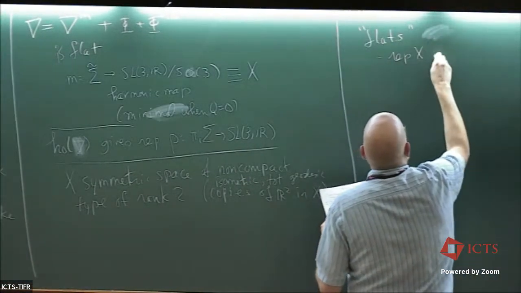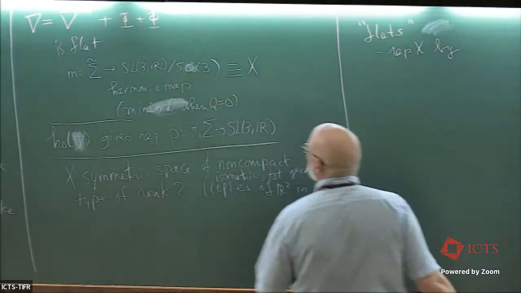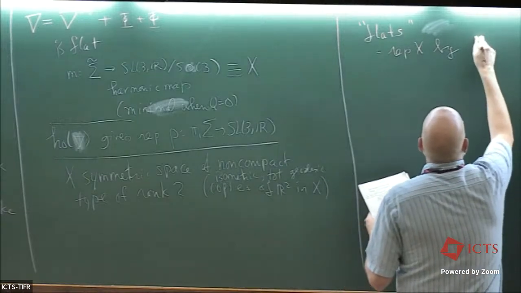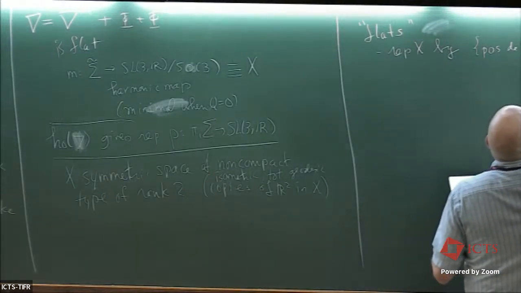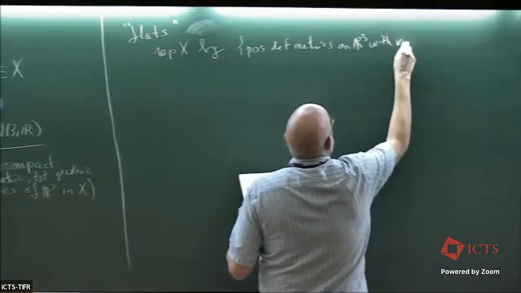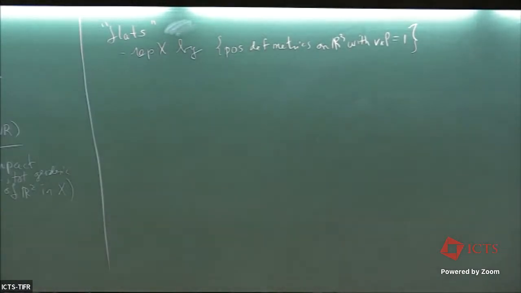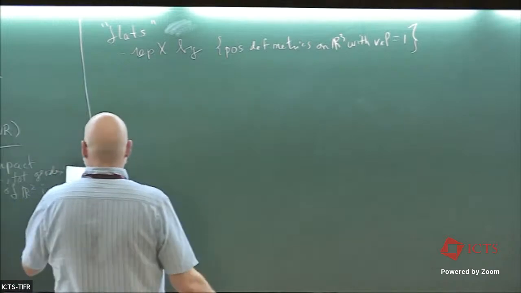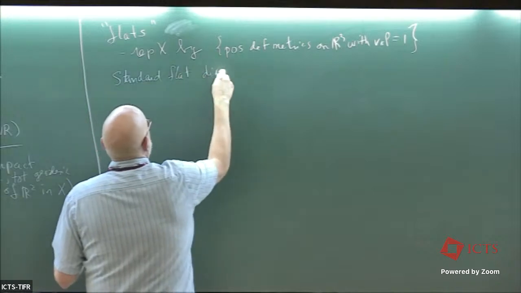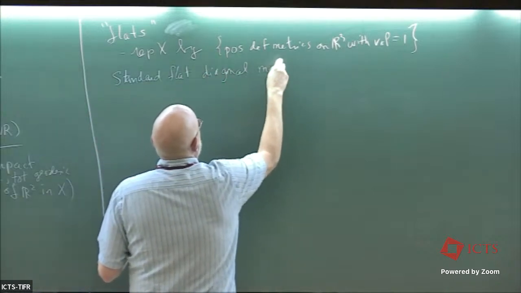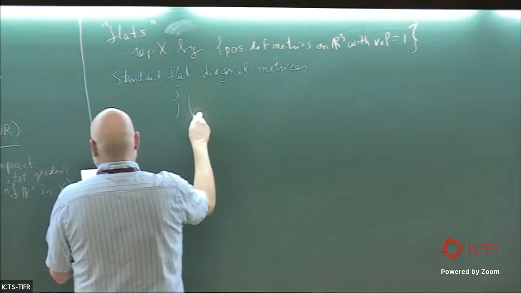So I should say, represent X again as a space of metrics. So not necessarily as this quotient, but it's useful to think of it as a space of metrics. These are going to be positive definite metrics on R^3 with volume 1, so determinant 1. That's the S condition. Otherwise you just get GL. Okay, so then the standard flat is given by diagonal matrices, and these have to be positive, so it's going to be something like this.